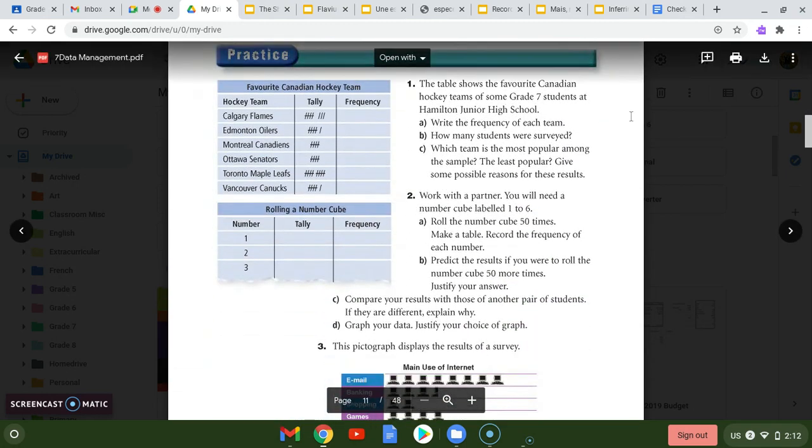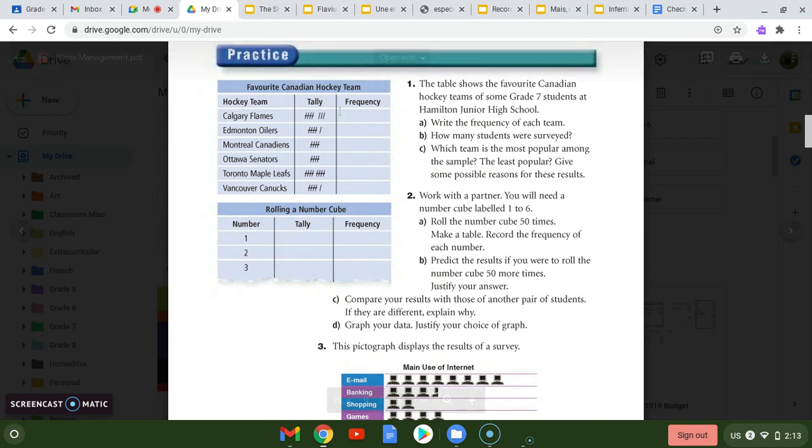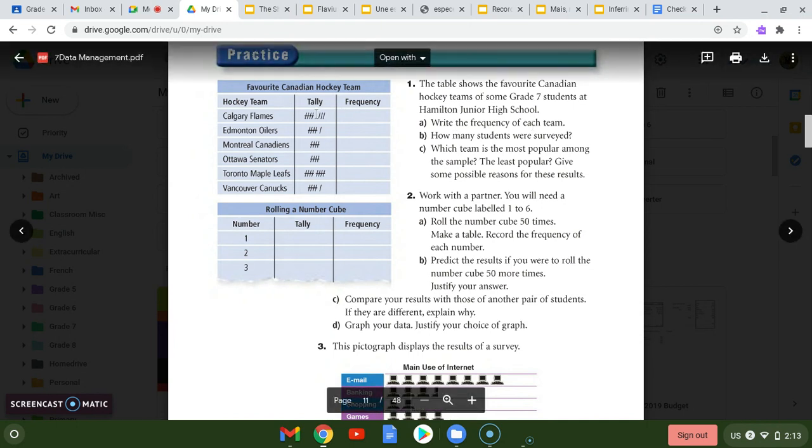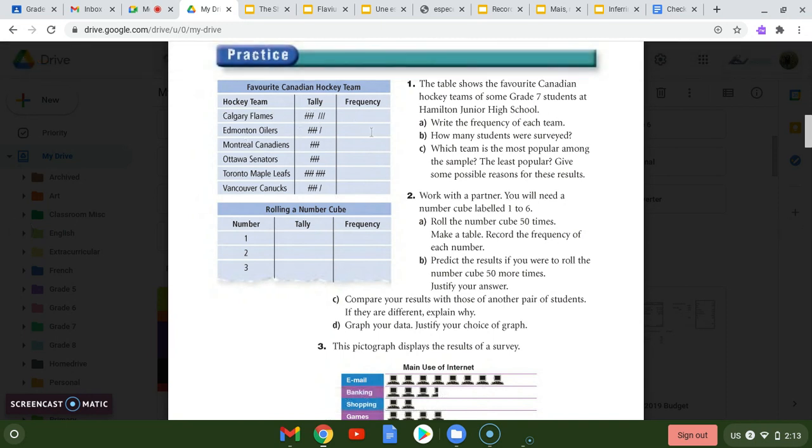So the table shows the favorite Canadian hockey teams of some grade 7 students at Hamilton Junior High School. So we're going to write the frequency of each team. So the frequency is just a number of how many tallies you have. So for the Calgary Flames, we have 5 plus 3, so that's 8. Oilers, we have 5 plus 1, that gives us 6 here. The Montreal Canadiens, 5. The Ottawa Senators, 5. Toronto Maple Leafs, we have 10. And the Vancouver Canucks, we have 6.